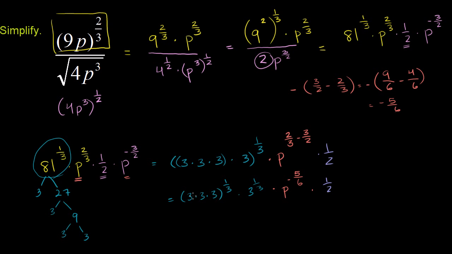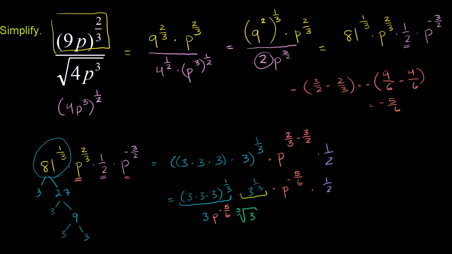Now, 3 times 3 times 3, or 27 to the 1/3. The cube root of 27 is 3. So this right here simplifies to 3. And then 3 to the 1/3, that's the cube root of 3. So we get 3 times the cube root of 3 times p to the negative 5/6. Sometimes you might want to write the p out in front of the radical. That tends to be a simpler way. So I'll write p to the negative 5/6, then the radical, times the cube root of 3, and then all of that times 1/2.